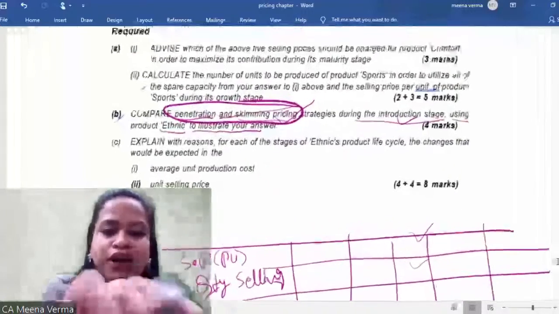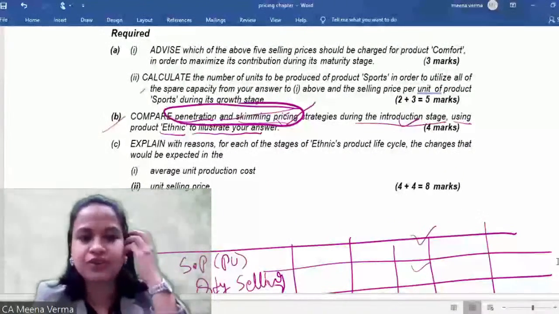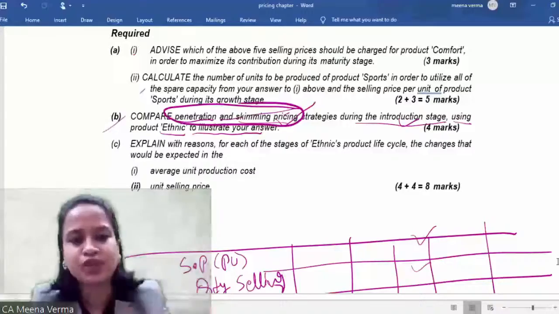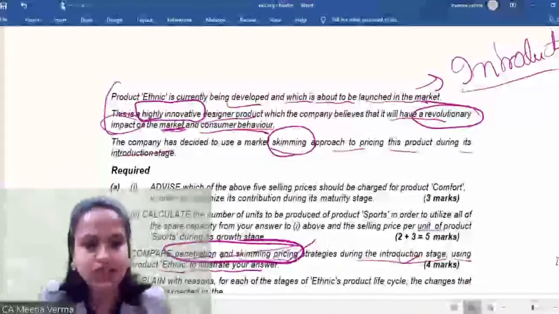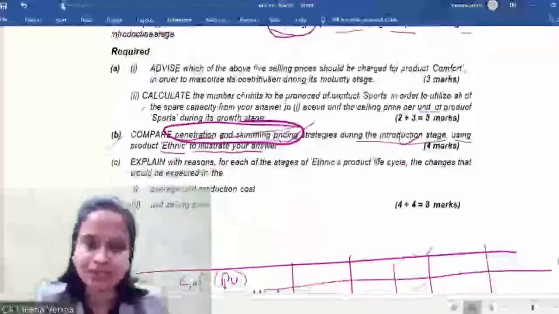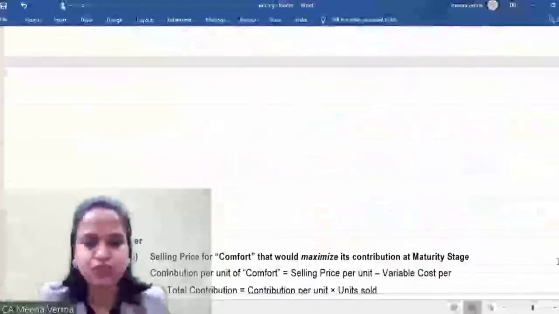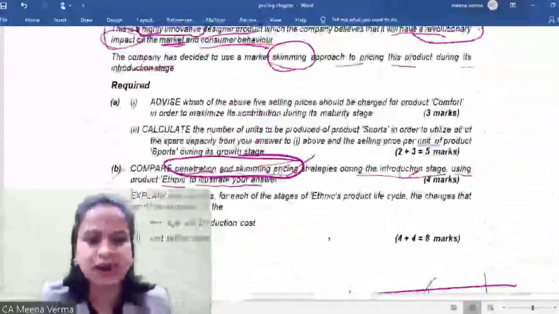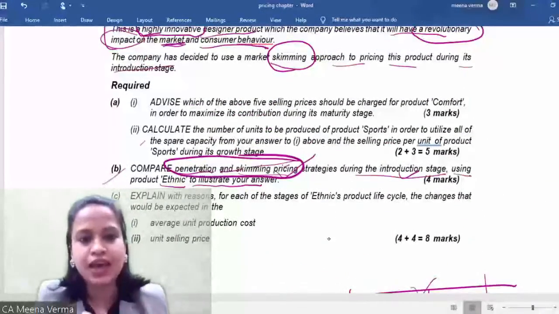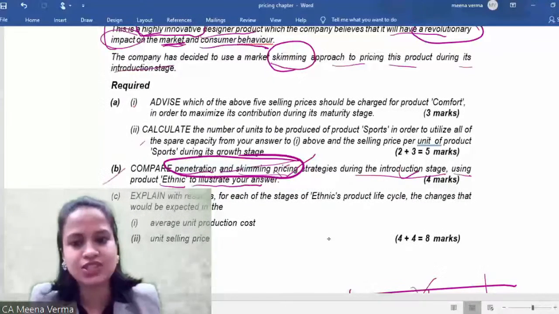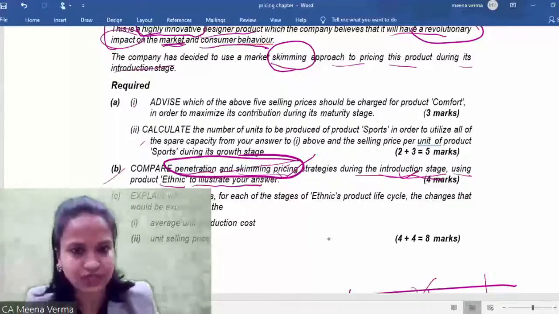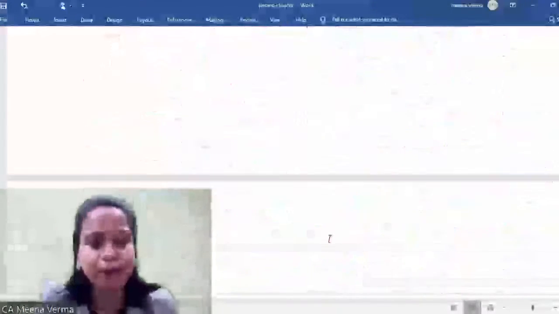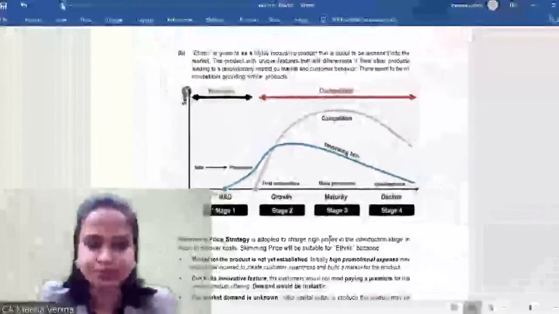Beta, dekho, why are they saying that penetration technique or skimming, which one is better for a revolutionary product? See, it's a revolutionary, innovative product. Obviously, skimming pricing strategy is good for them. But we have to compare both because they have mentioned here, compare them. If you follow skimming pricing strategy at the introduction stage, and if you follow market penetration technique in the introduction stage, compare both of them. So let us compare this.